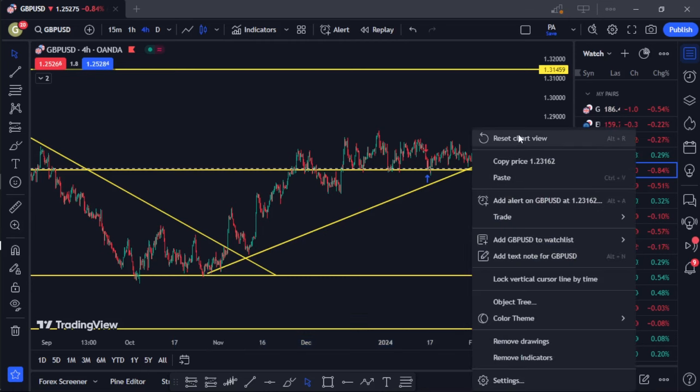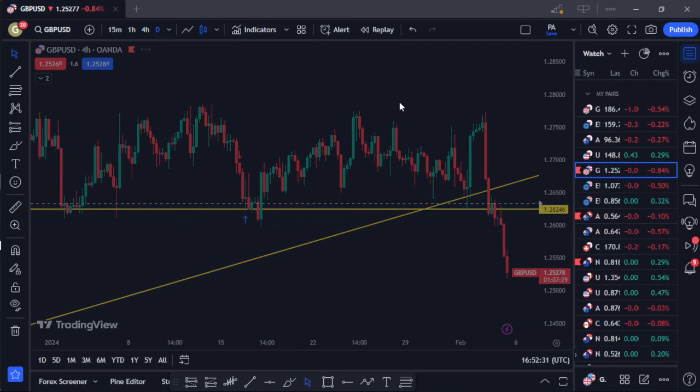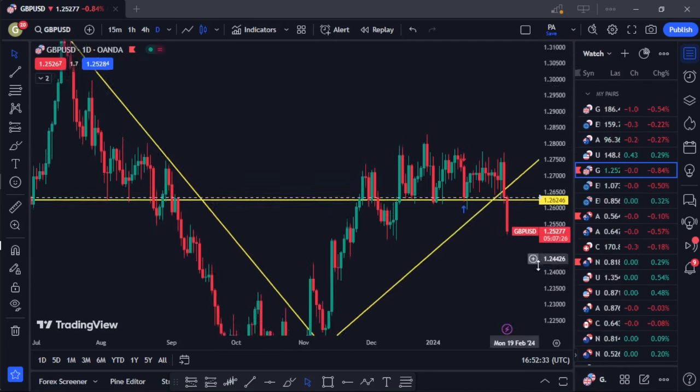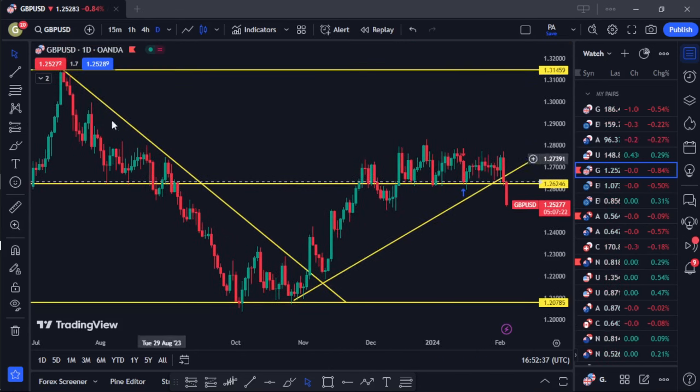So now let me reset my chart to focus on those areas. Now let me go over to the daily time frame again so that you understand these areas perfectly. Reset. So now you see, this one was a downtrend, and then the market went out of it, came back before finally moving upward.